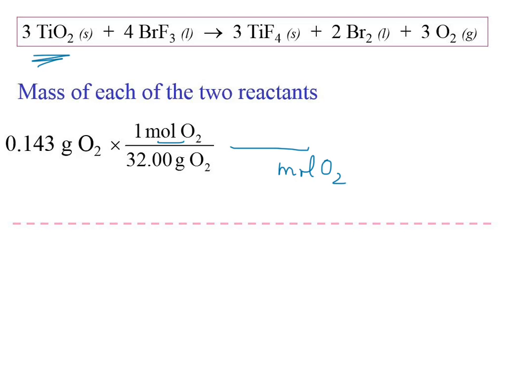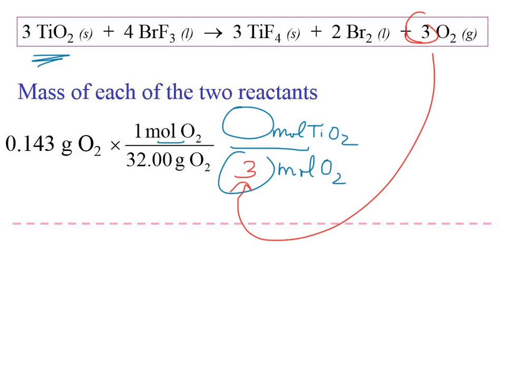So let's start with the O2. What number goes here in front of the moles of O2? 3. I buy that. Is everybody good with that? Very good. Well, what number goes there for the moles of TiO2? There's also 3, but it's because of this 3. We good with that? So if we do that, then the moles of O2 cancel. We're left with moles of TiO2.